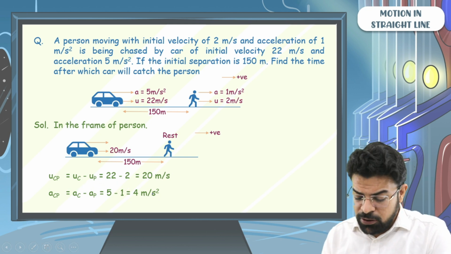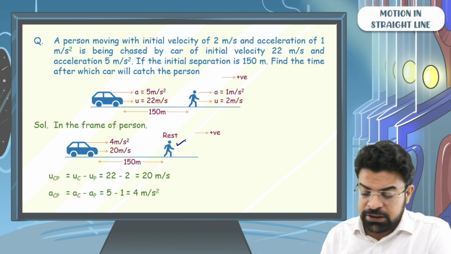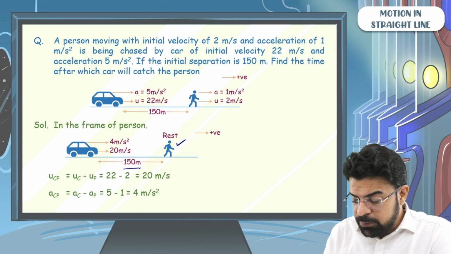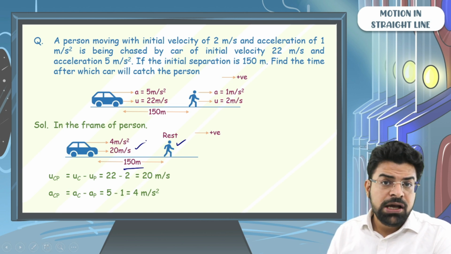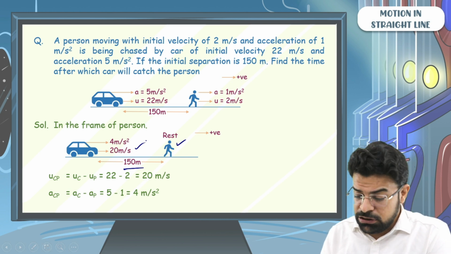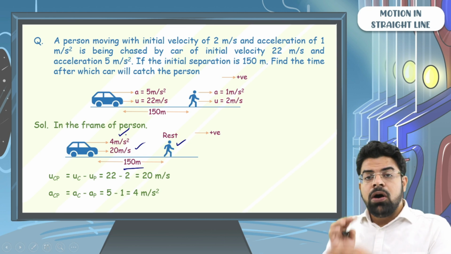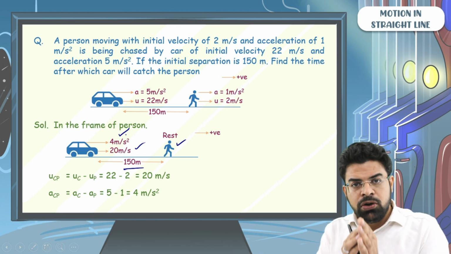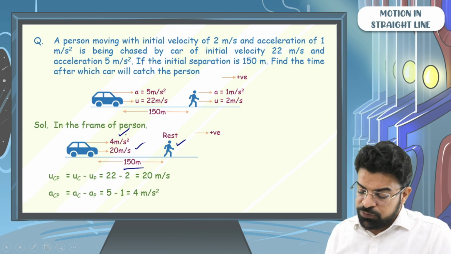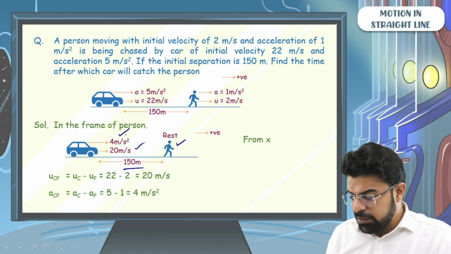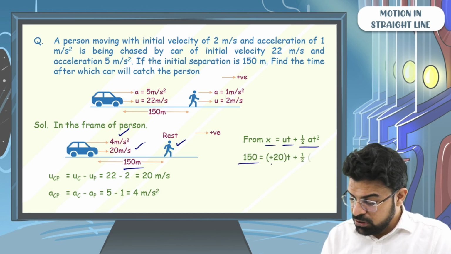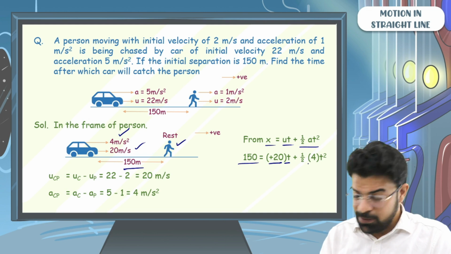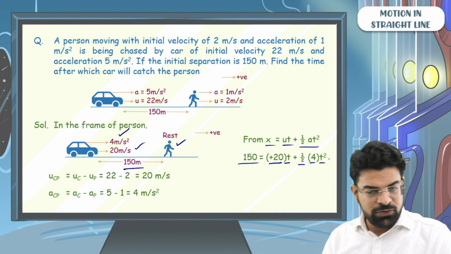So in the frame of the person, the person will say, I am at rest. There is a car 150 meter behind me. The car has initial velocity of 20 meter per second and a constant acceleration of 4 meter per second square. How long will it take for the car to reach the person? From the second equation of motion, x equals ut plus half at square, we can write 150 equals 20t plus half into 4 into t square.